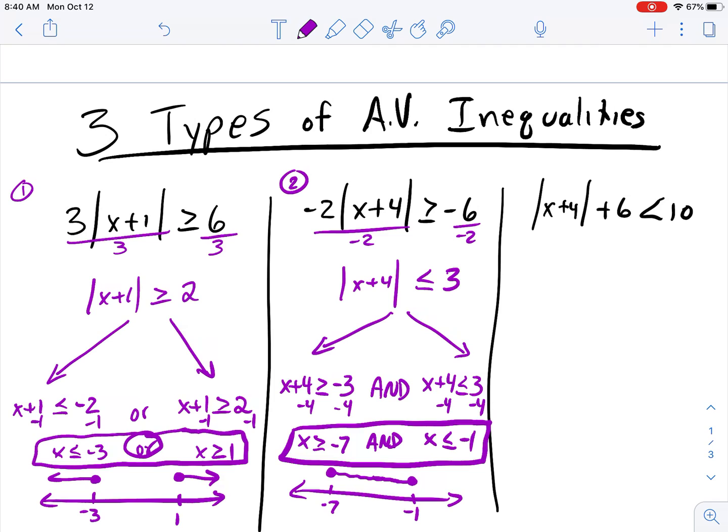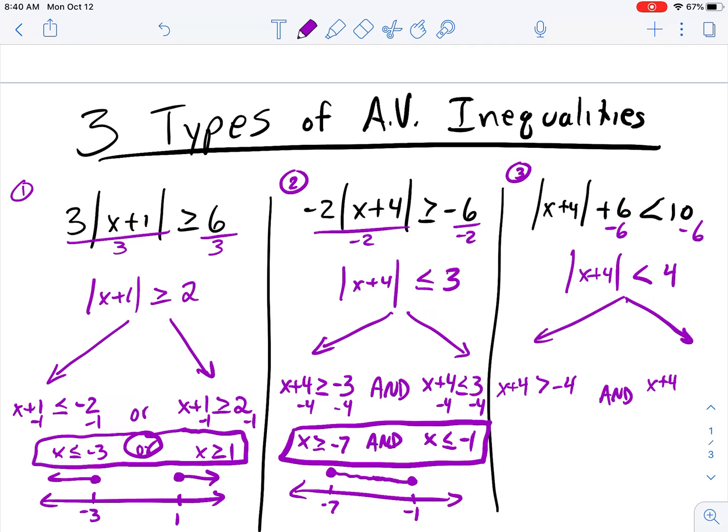Good. And finally, number 3. I want to isolate my absolute value before determining if it's an and or an or statement. So I'll subtract 6 from both sides. Now I will split it because my absolute value is isolated, and I'm going to determine that this is an and statement because it is less than. So I flip the sign and make that a negative. Here I keep everything the same.